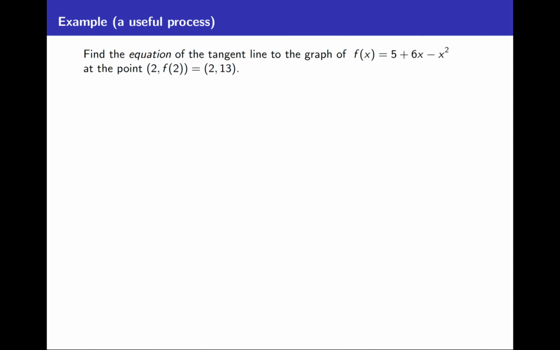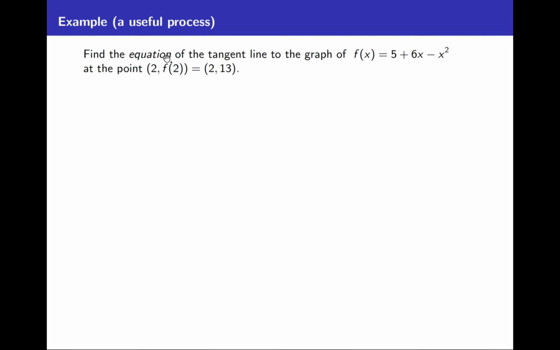In the next example, I'm going to illustrate another useful process that, again, you'll find yourself carrying out in part 4 of the course. Here we want to find the equation of the tangent line to the graph of the function f of x equals 5 plus 6x minus x squared at the point 2, f of 2. And f of 2, if you work it out, is 13. So we're talking about the point 2, 13.